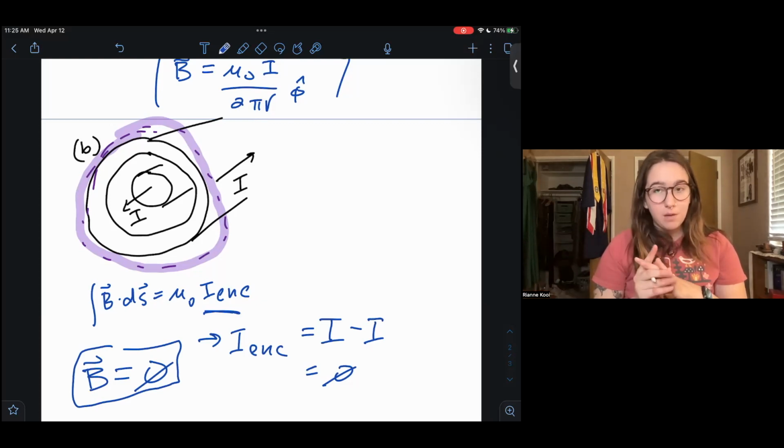I hope that this was helpful for going over an Ampere's law problem. If you have any questions, feel free to reach out to me.